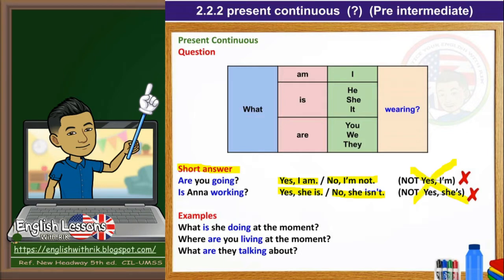Here are some more examples. What is she doing at the moment? Where are you living at the moment? What are they talking about?